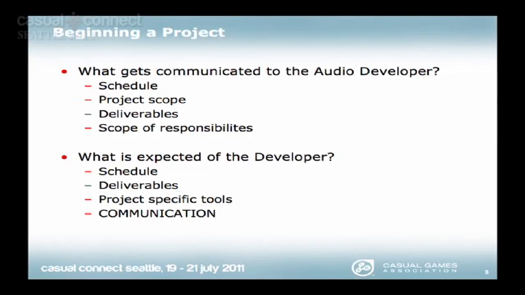So in terms of what gets communicated to us at the beginning of a project, all of what I've been talking about is a little bit here on this particular slide, but the communication stuff is always really important for us at the beginning of the project. So what I usually ask for at the beginning of the project is all of what I've just been talking about, plus asset lists if you have them.